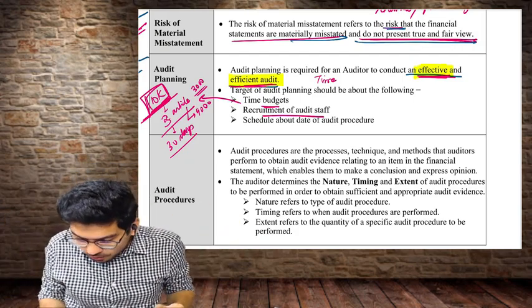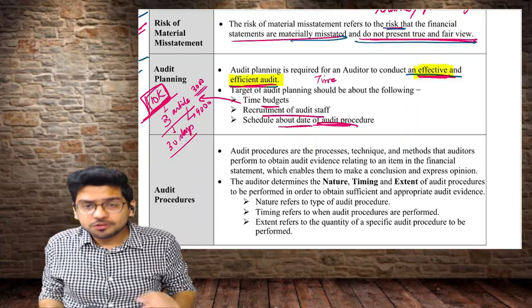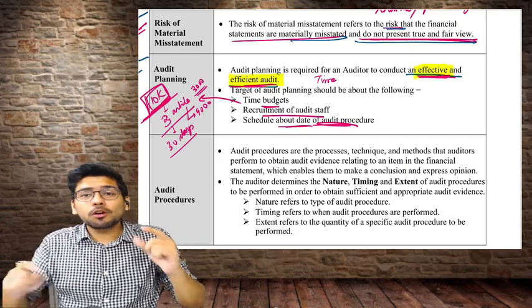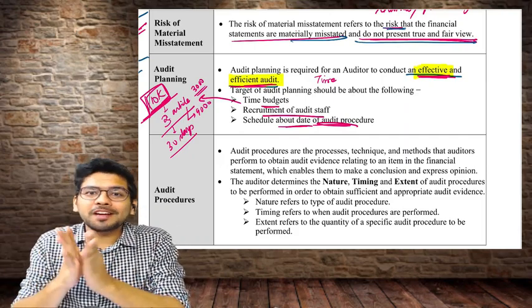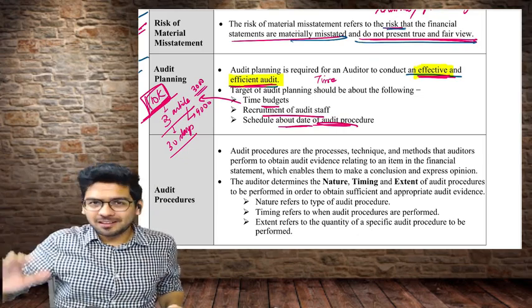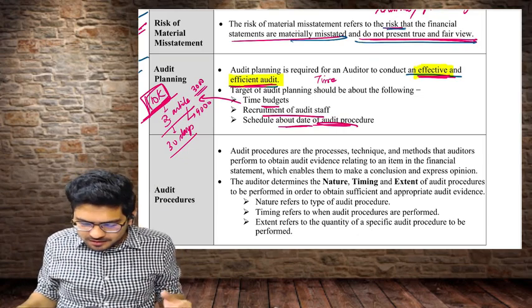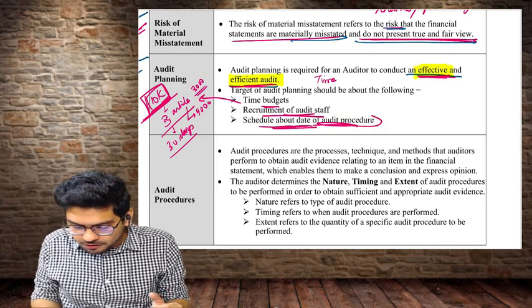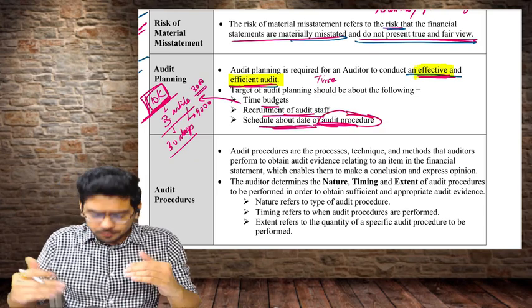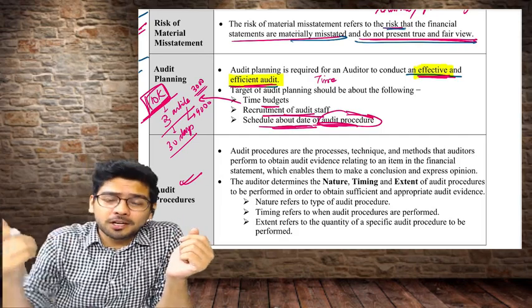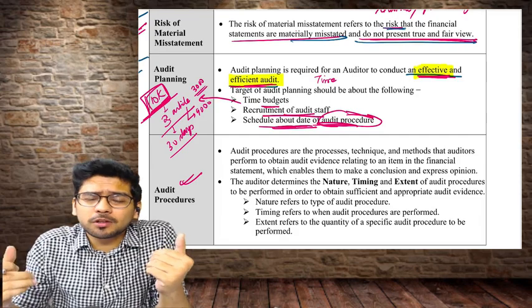Then the schedule about the date of audit procedure, which work will be done when. Let's say I want to check their inventory also, so I need to schedule it: I will be checking your inventory on this and this date. So audit planning is basically about time, budget, staff, and schedule about the date of audit procedure. Audit procedure means the kind of work that you are going to do. This is the next word which we are going to discuss. I'll give you examples of it, and you'll understand.